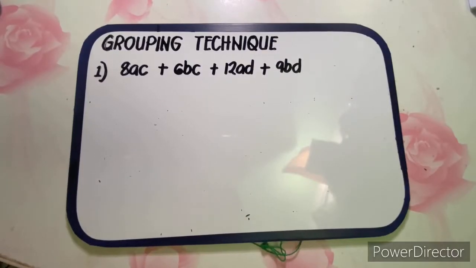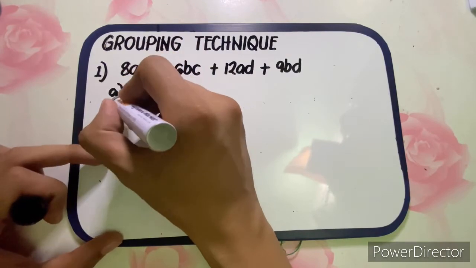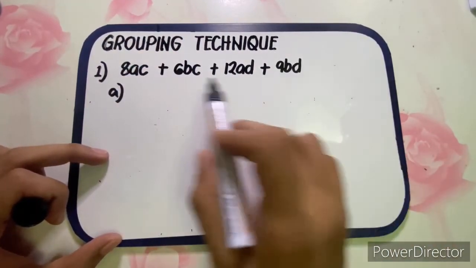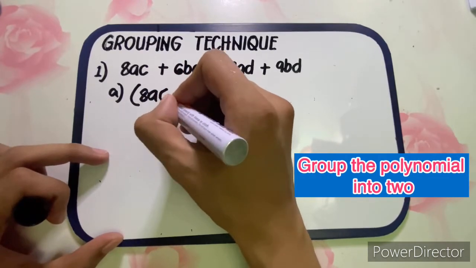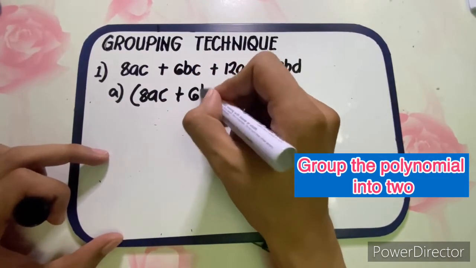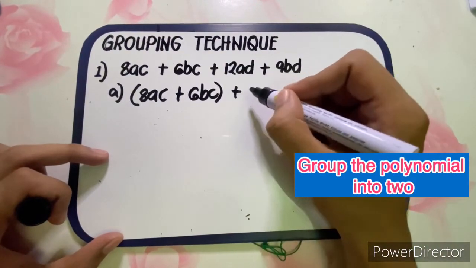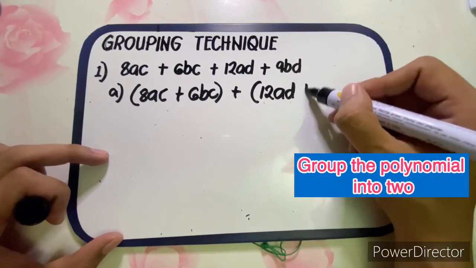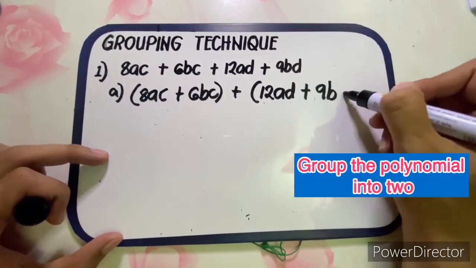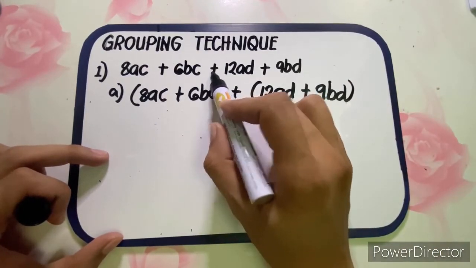Okay, now let's factor the first example. The first thing to do is use parentheses to group this polynomial. Your first group is 8ac plus 6bc. Your second group is 12ad plus 9bd. So plus, because this is plus, okay?